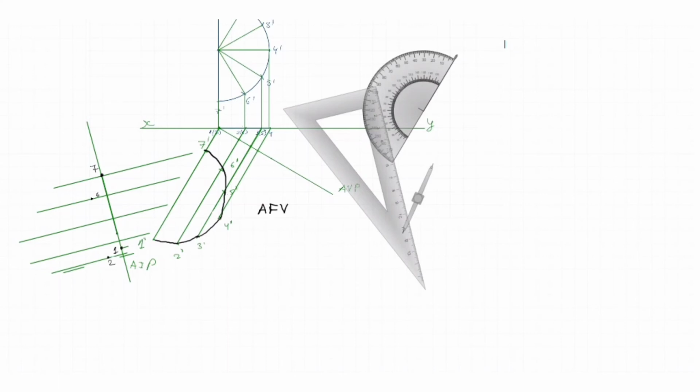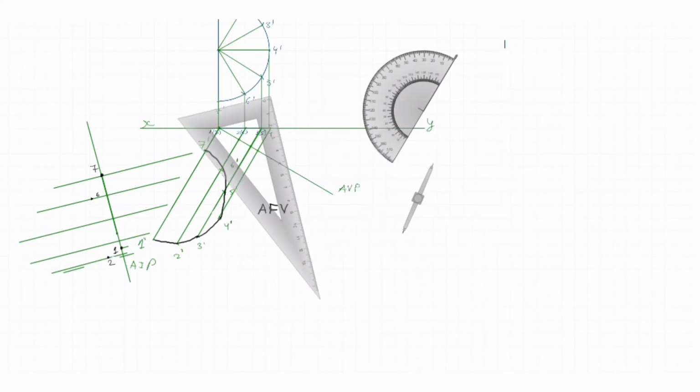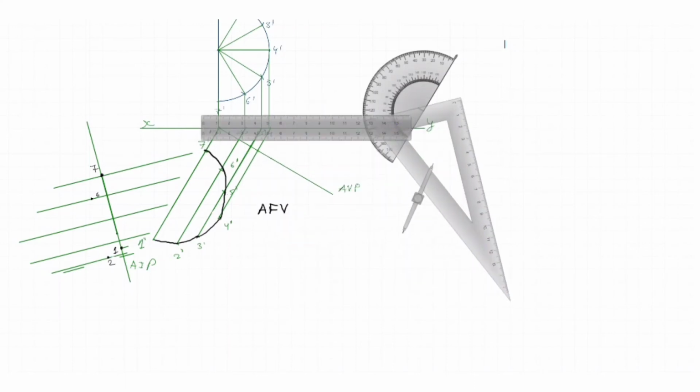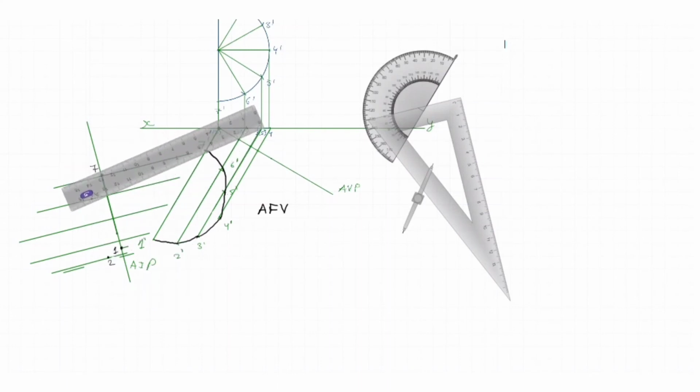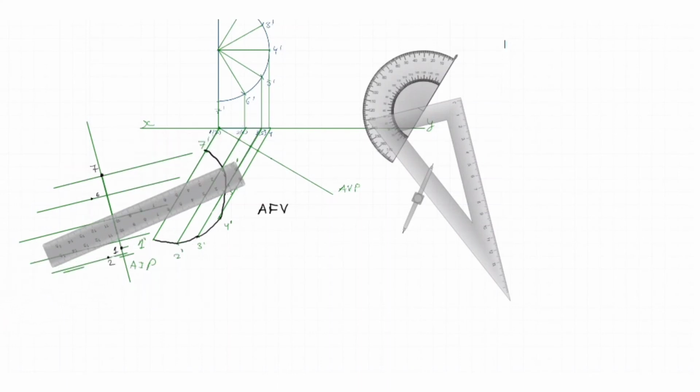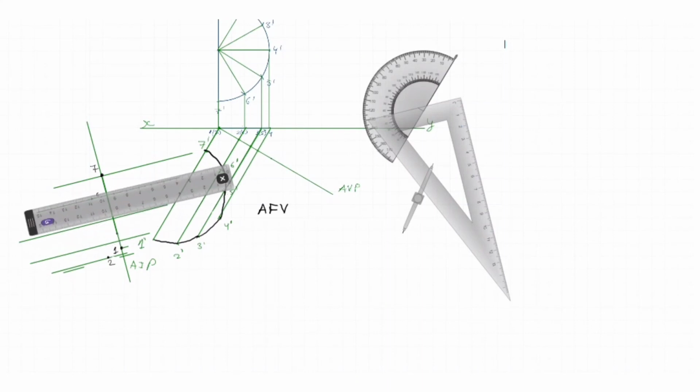The points 3 and 5 are at this distance, and this distance is nearly 16 mm. So we will keep our compass at the projector of 3, which is this one. Let me just fix the scale. Yes, we will keep it here, and then we will mark the location of point 3 at a distance of 16 mm. So this is the point 3.